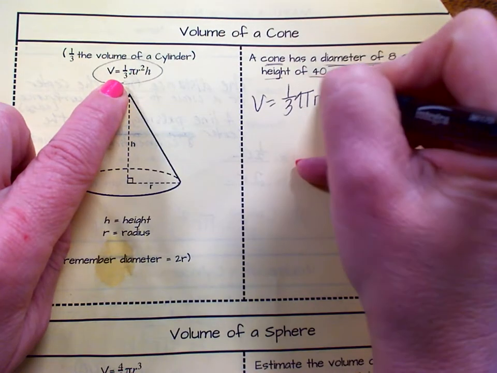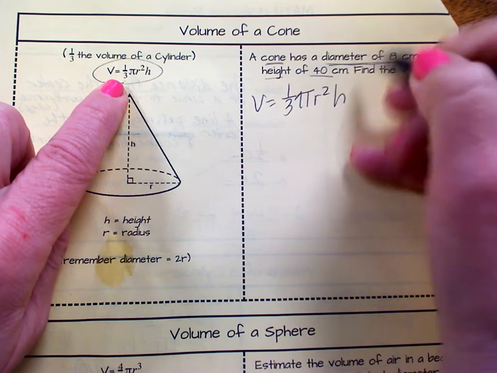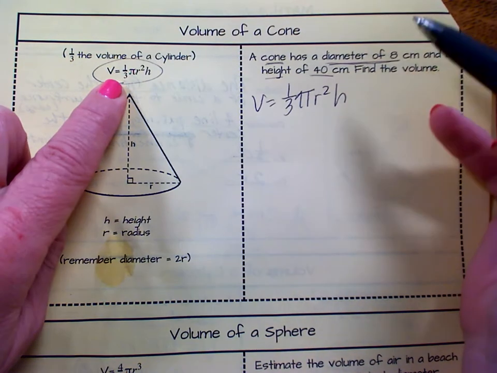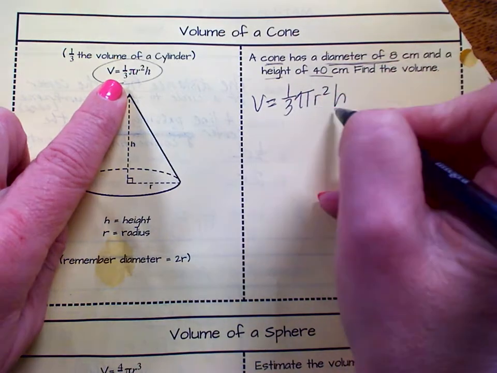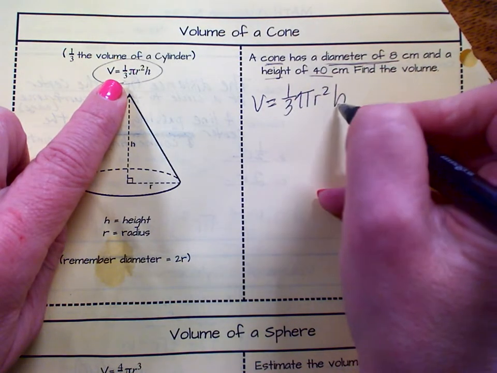If you're still with me and listening at this point, can you please put a little star by the word cone up in the volume of a cone? Would you put a star up there so I know you're still with me? Okay, so 1/3 pi r squared h.